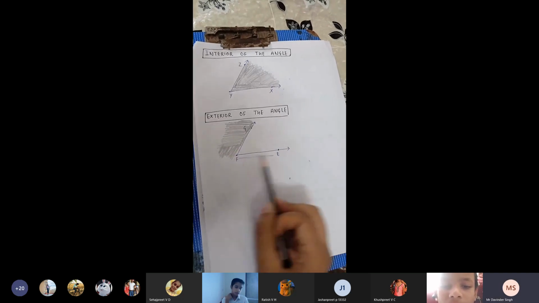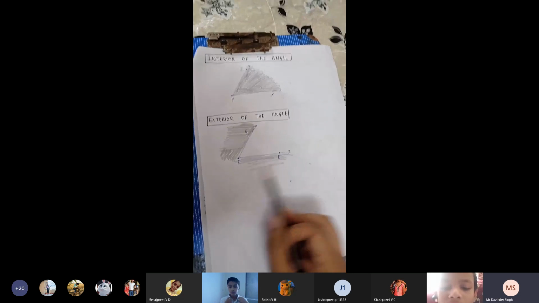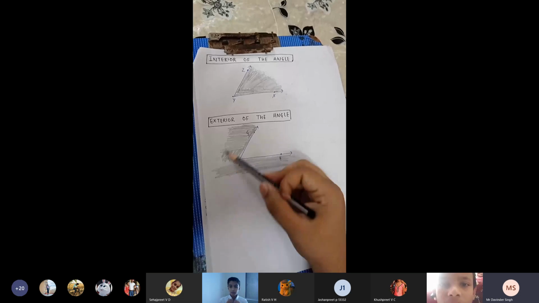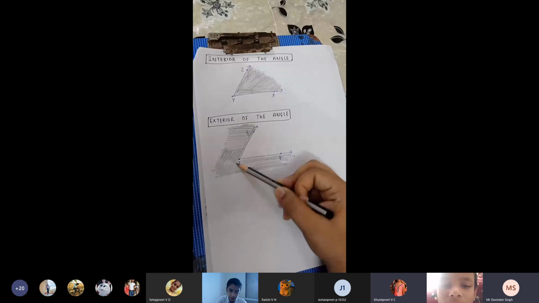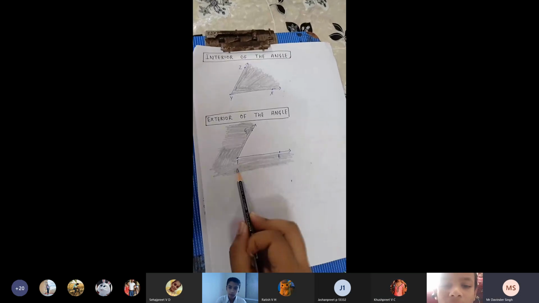This part also, this is also the exterior. I think interior and exterior is clear to you. Yes, sir. Okay. So all the part that will be the exterior.